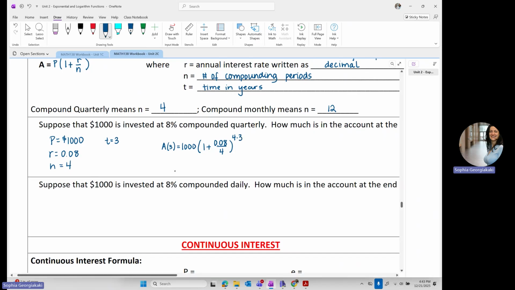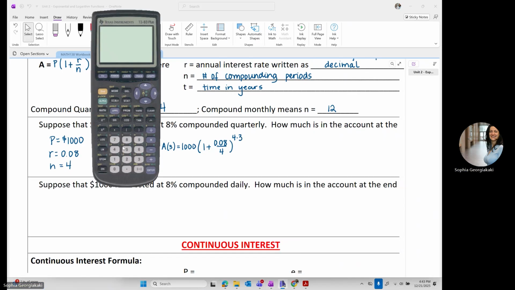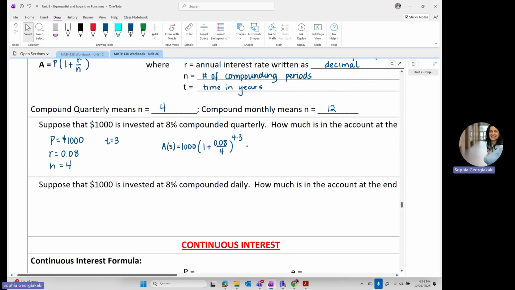So in my calculator, 1,000 parentheses 1 plus 0.08 divided by 4, close the parentheses, to the 4 times 3 is 12. So the answer will be, because these are money, I will round to the nearest penny, 1,268.24.